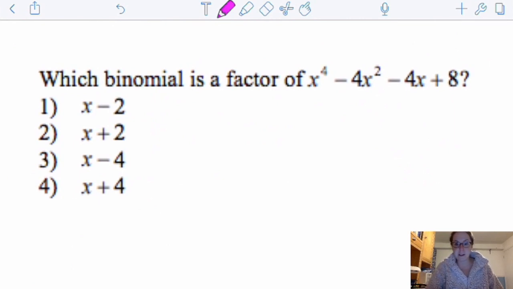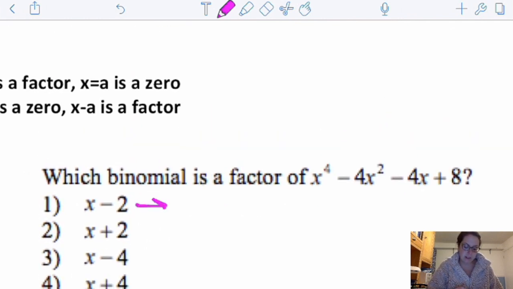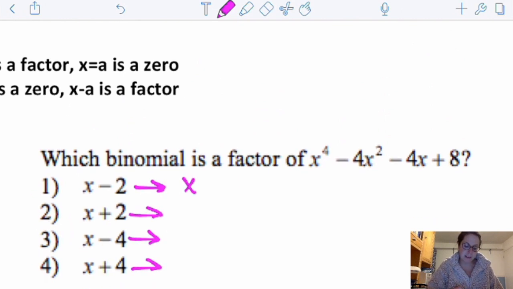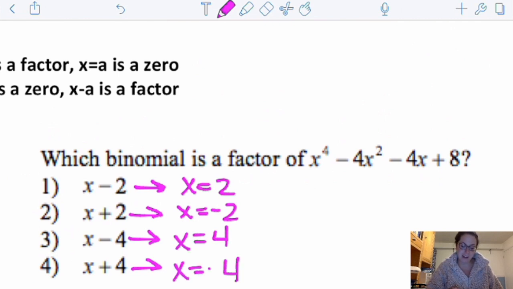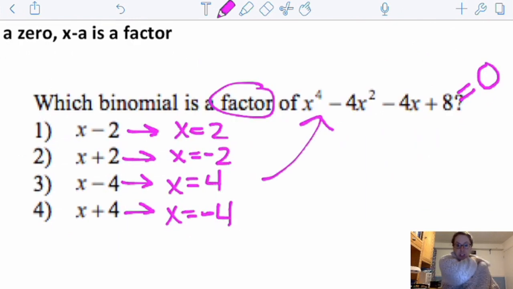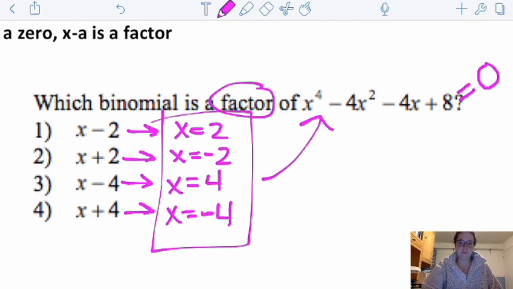So same thing for this one, which binomial is a factor. You are welcome here to divide 4 times, but that's a lot of work. So what we could do instead is say, what are the zeros that we associate with these factors? So this would be x equals 2. This would be x equals negative 2. This would be x equals 4. This would be x equals negative 4. And then we could plug those each into this. If it's a factor, we know that should come out to equal 0. Again, you could do long division or the tabular method 4 times, but this would be much faster if we knew the factor and remainder theorem.